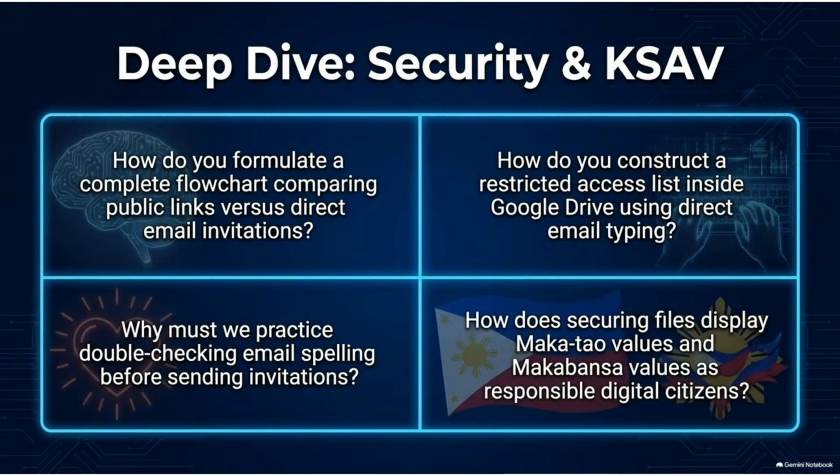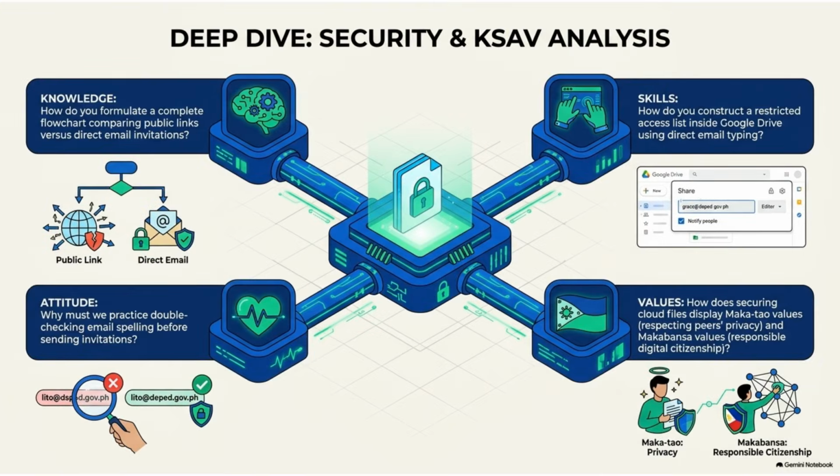Finally, let's look at the broader implications of security. We must analyze how our digital skills and attitudes reflect our values as responsible citizens online, ensuring we respect others' privacy while collaborating. This analysis chart highlights the knowledge, skills, attitude, and values needed for secure file sharing. From formulating flowcharts to double-checking email spelling, every step contributes to being a responsible digital citizen.